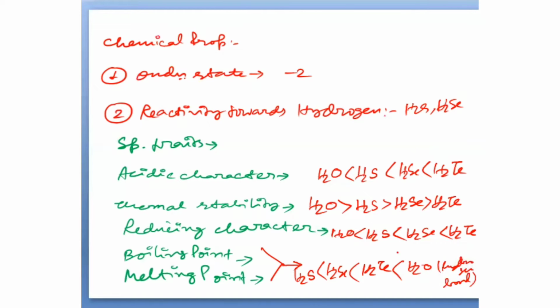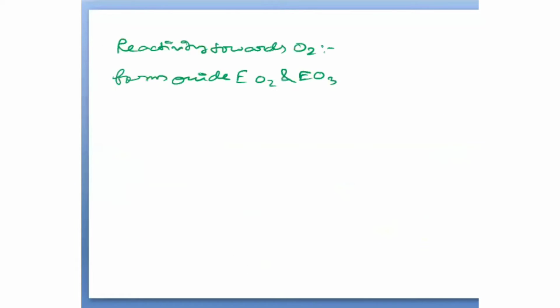It forms a chain-like structure, so that's why it has the highest boiling point and melting point, so that's why it is highest in this group. Next is reactivity towards oxygen, that it forms EO2 and EO3. So we know its examples, that is SO2, SO3, right? Like that, it forms the hydrides.